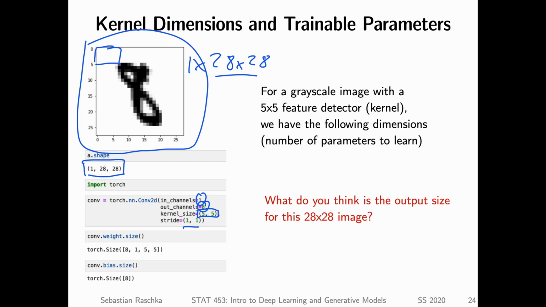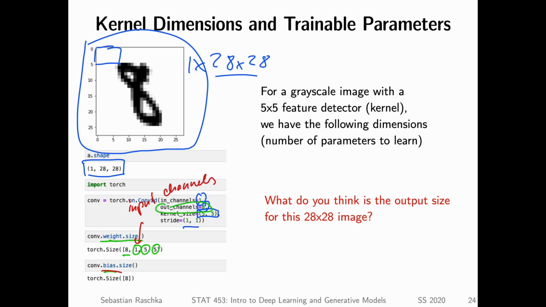Then, similar to our fully connected layers, I can look at the weight matrix and the bias. You can see here, if I call weight.size, the size is indeed 8 for the number of output channels, times 5 times 5, and 1 because we have only 1 input channel. I will show you later an example with color channels where this is not 1. So this is equal to the number of input channels.